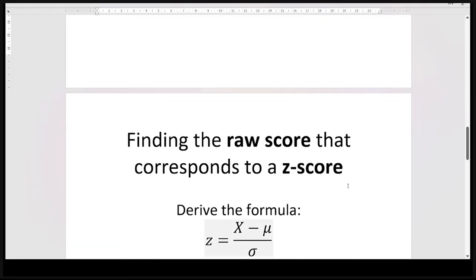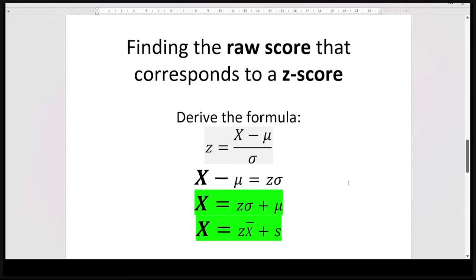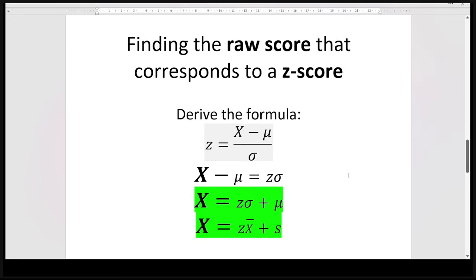Okay, now let us have finding the raw score that corresponds to a given z-score. Now let us try to derive the formula for it to be easier. We have z is equal to the raw score minus the population mean divided by the population standard deviation. What we know now is the corresponding raw score.